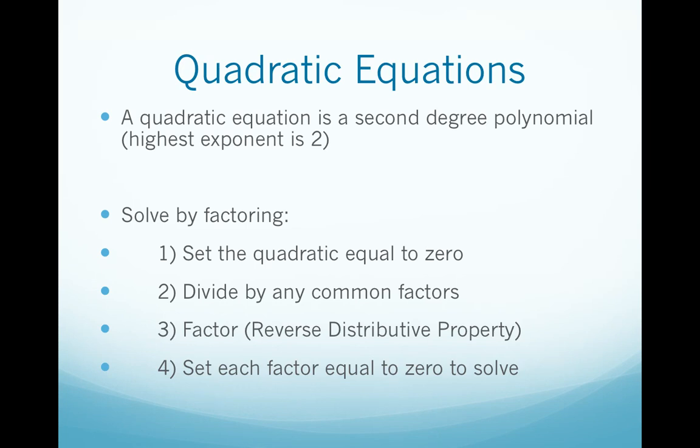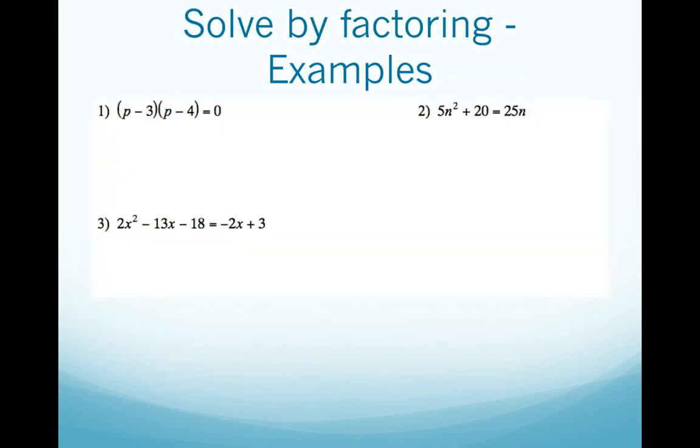highest exponent of 2, so an x squared, for example. You're going to solve quadratic equations by factoring, so you'll set it equal to 0, eliminate any common factors, and then you will factor, which is really just the reverse distributive property. And then once you've done that, you can set each factor or each set of parentheses equal to 0 to solve. So here are some examples.